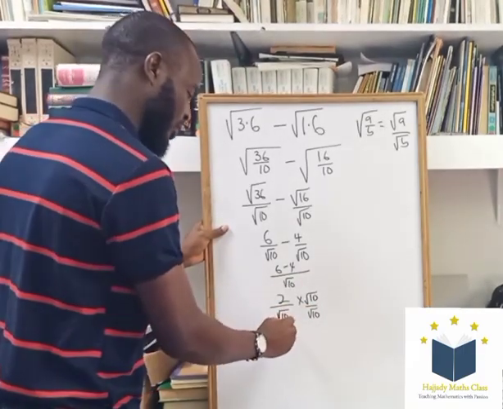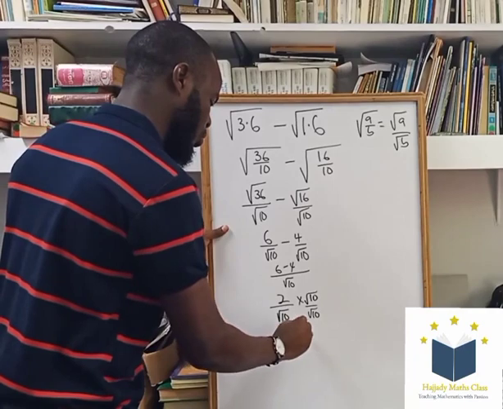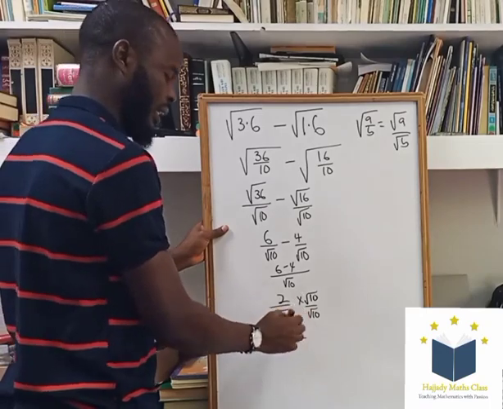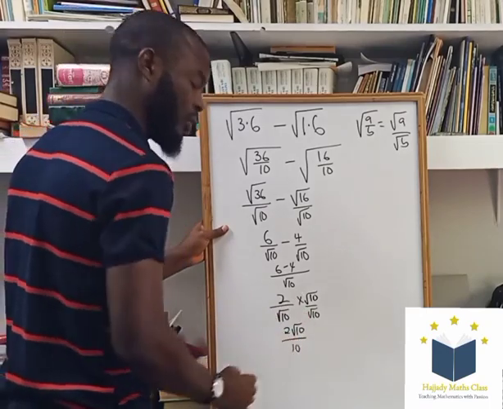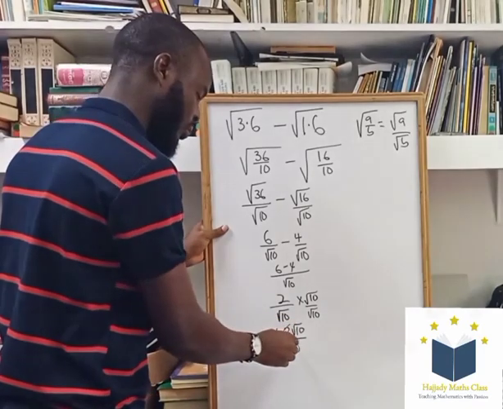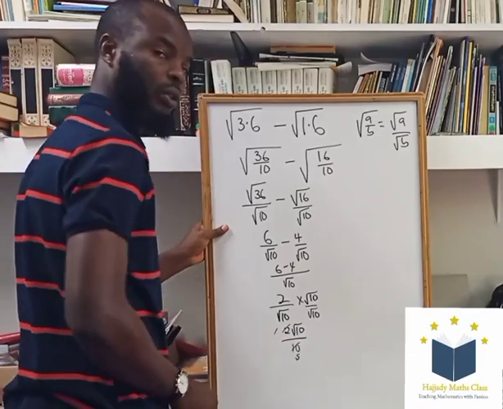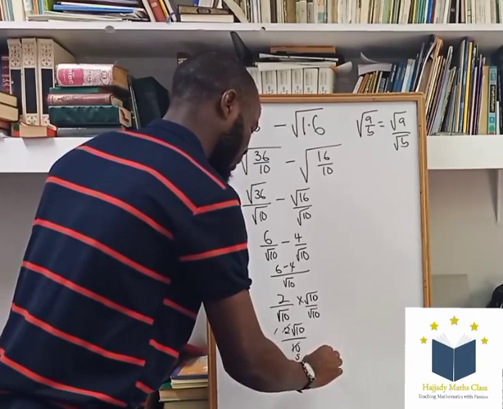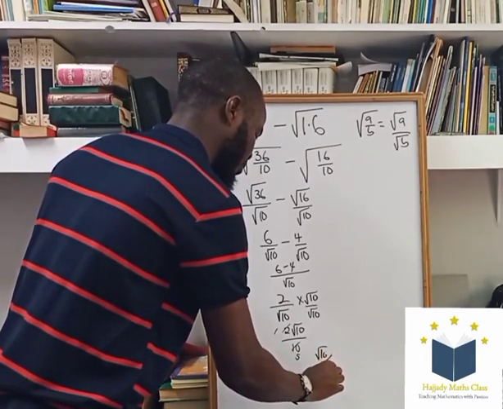2 multiplied by root 10 gives 2 root 10. Root 10 multiplying root 10 gives 10. That is the rule of indices. So dividing, 2 here gives 1, and 10 here gives 5. So finally, I have root 10 over 5.